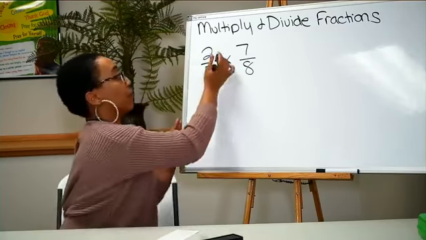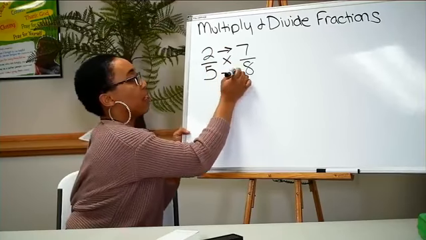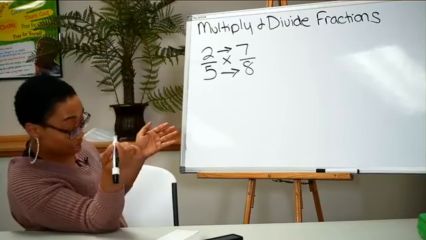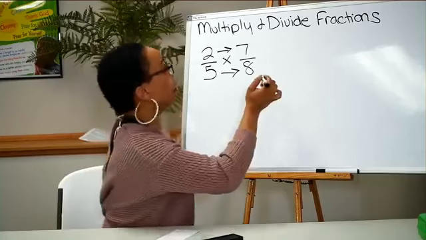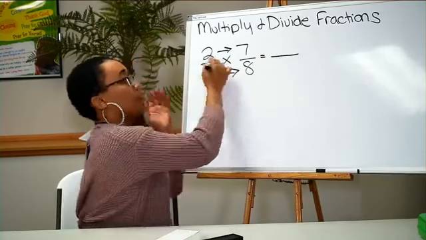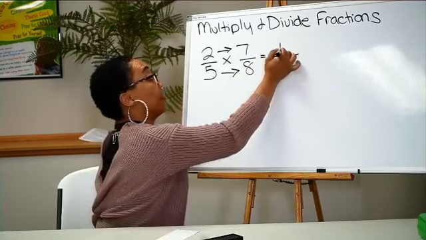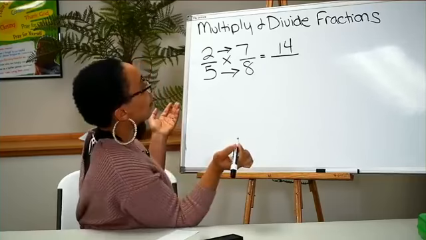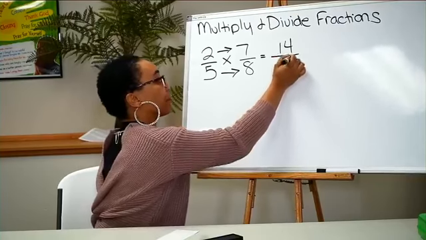It's literally all you do. So you multiply the numerators and you multiply the denominators. So 2 times 7 is 14. 5 times 8 is 40.